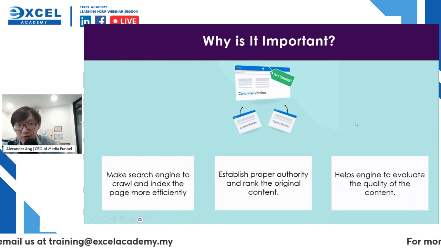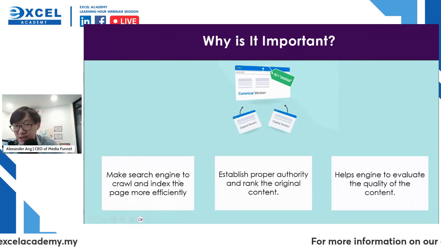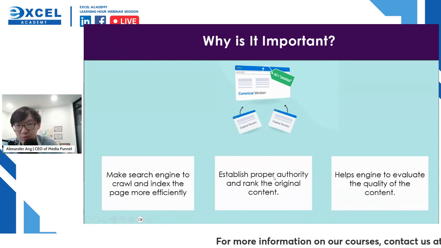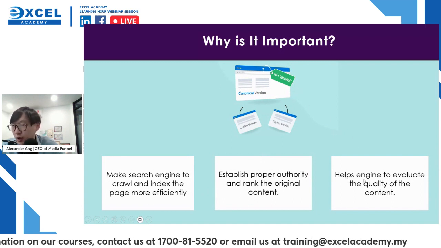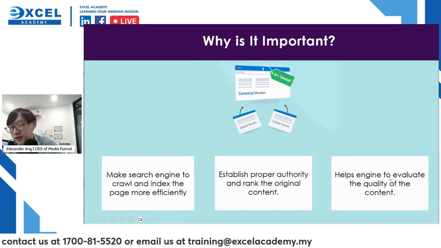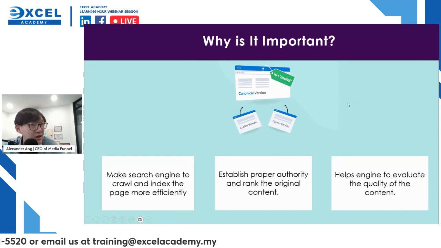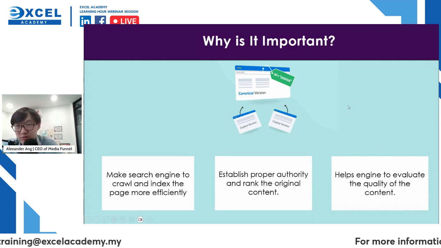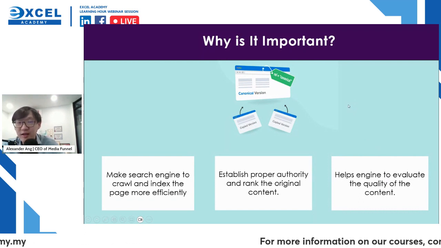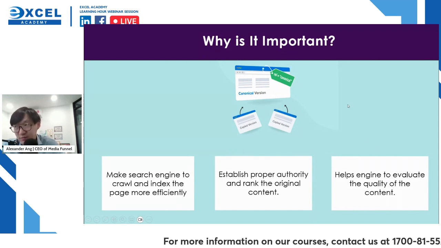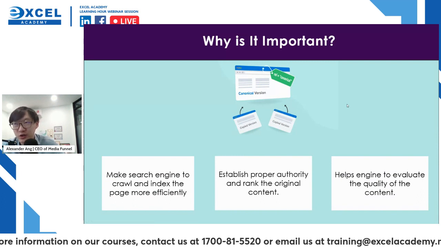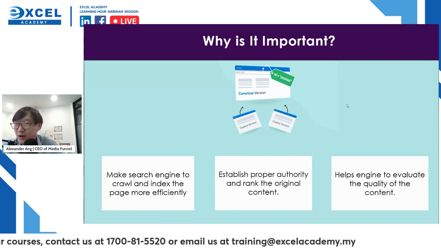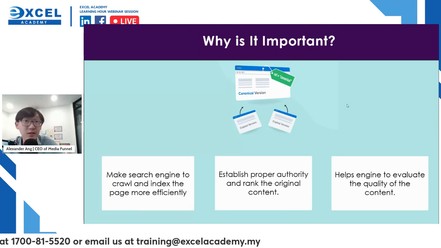So a canonical tag not only helps search engines index more quickly, but also establishes proper authority and ranks the original content. The canonical version means it's the original one. It will also help search engines evaluate the quality of your content. That's the main reason why we need canonical tags if you have a lot of content that looks similar. For example, academy, education, master, graduate, postgraduate, and the cost and outline are similar, then you become a trouble.